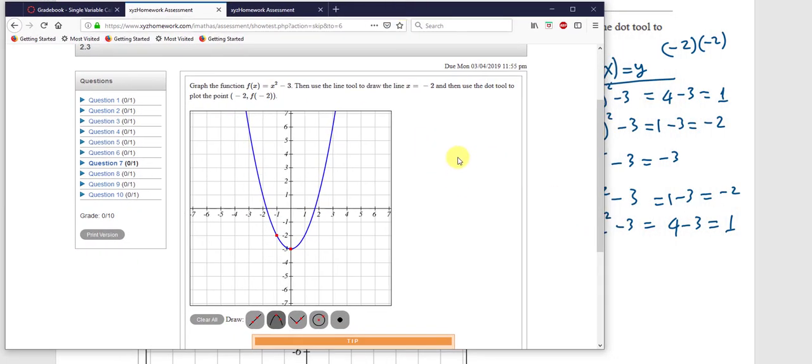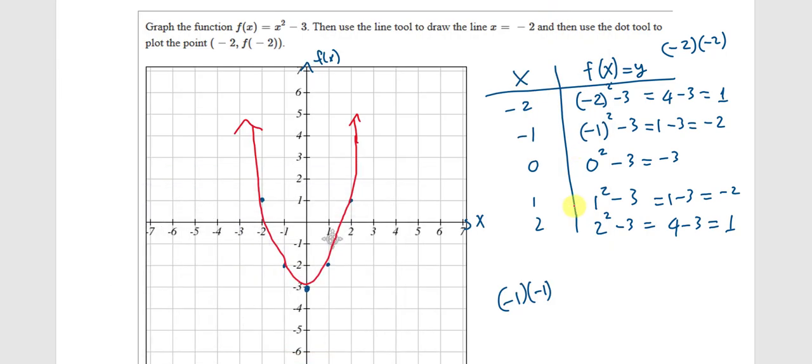Okay, the next one, they ask you to use a line tool. This is a parabola tool. This is a line tool. The line tool to draw the line x equals minus 2. Now, if I go back here, x equals minus 2 is just a vertical line that goes through the point x equals minus 2, because this is the x-axis. This is minus 2, so x equals minus 2 is the vertical line that goes through x equals minus 2.